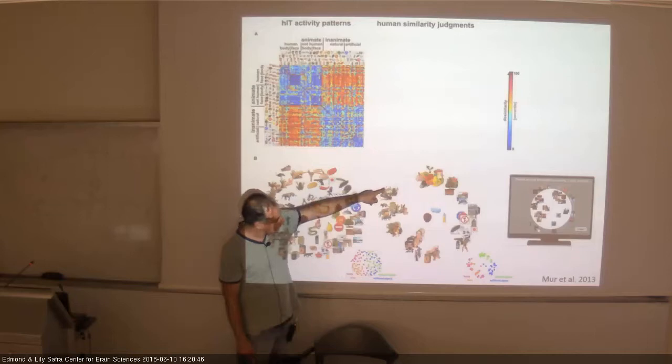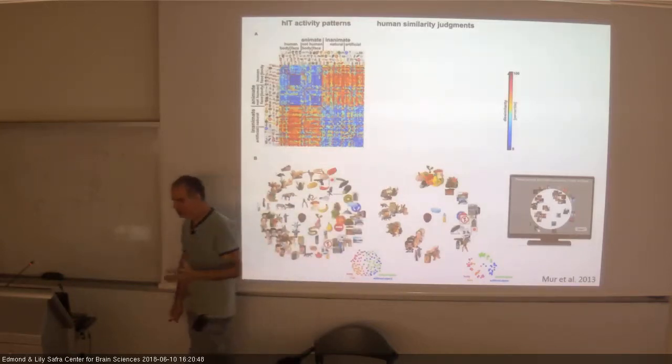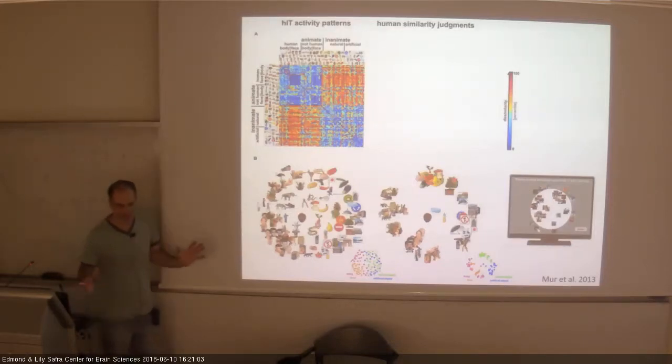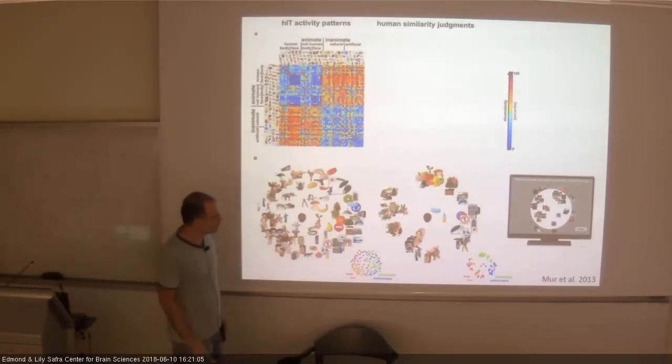A subjective report about the similarity of objects. This was done just by saying, put them all in a bunch, and there was a drag and drop, just put them in space in a way that represents their similarity. They didn't say according to what. This is something very intuitive. And this is what they got.